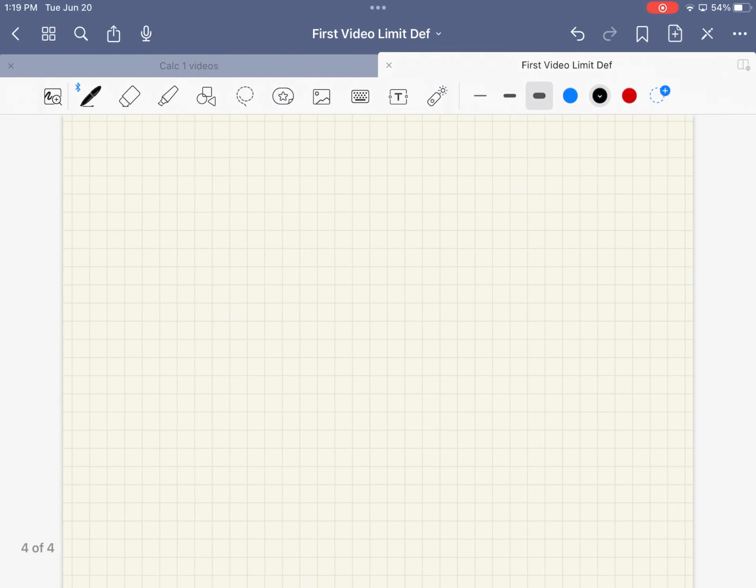Okay, so let's do this. I'm going to give you one here that I want you to practice. You're going to pause the video and try this one, and then we'll work it together. Okay, so here's the function: f of x equals the natural log of x squared plus 3x minus 1. All right, so pause the video and try that one.